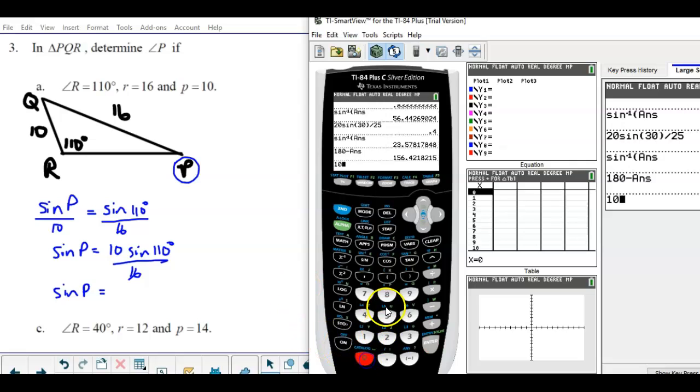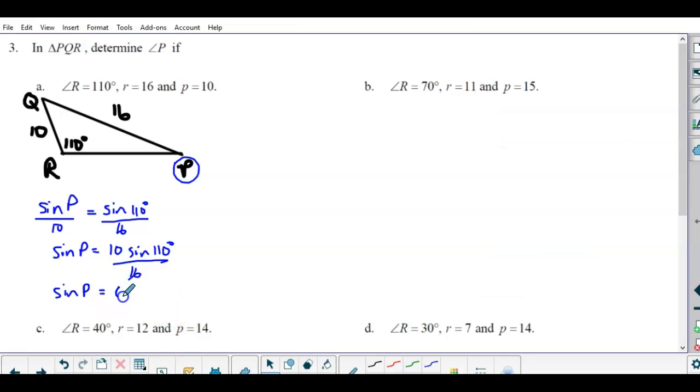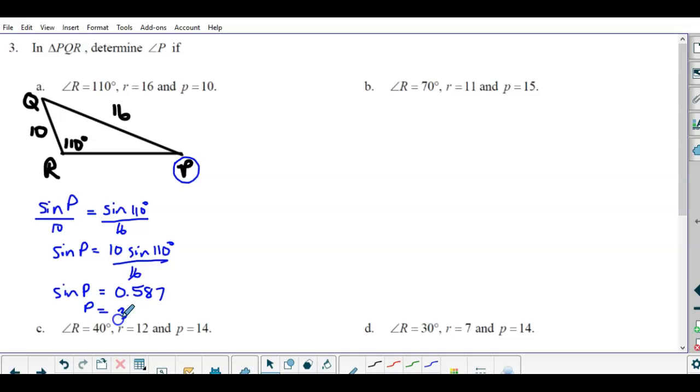Okay, so 10 sine of 110 divided by 16 is 0.587. And again, you're keeping it in your calculator and using the unrounded. So second sine, second answer, and that's 35. Basically, and it doesn't say what to round to, that rounds, even if we went to one decimal place, to 36. So let's just go to the nearest whole number for now.